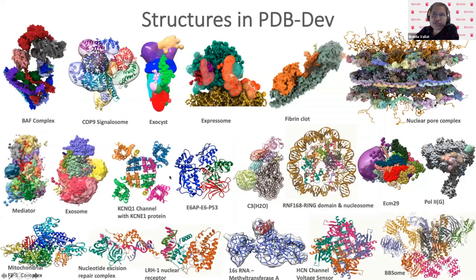This slide shows a snapshot of some of the structures archived in PDB-Dev. The structures vary from small and medium-sized complexes such as the BBSome and the mitochondrial iron-sulfur complex to very large complexes such as the nuclear pore complex, the BAF complex, and the RNF ring domain and nucleosome complex.